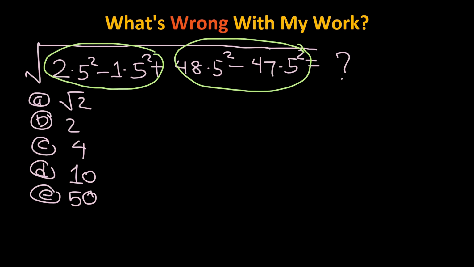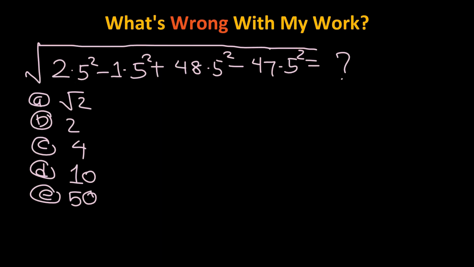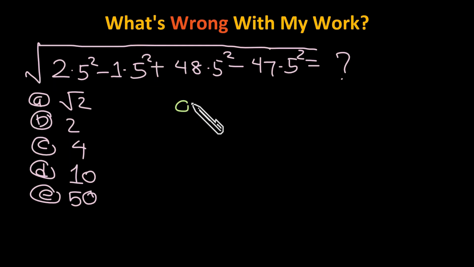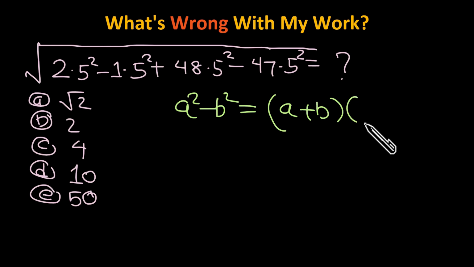Now GMAT and GRE will never ask you to multiply or divide if it takes minutes to do it, so there must be some short way to do these operations. Pattern recognition is your friend here. Notice that this is in the form of something squared minus something else squared. What does it sound like? If you said a squared minus b squared, you're 100% right. If you remember the formula, a squared minus b squared can be factored as a plus b times a minus b. Let's use this formula here.